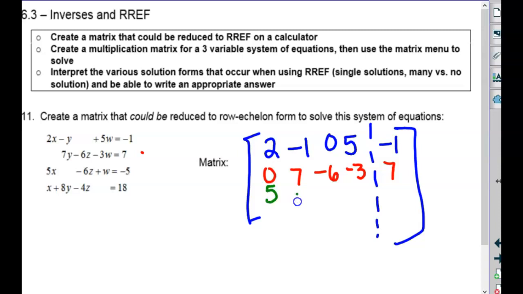5, 0, -6, and 1, and negative. Okay. And 1, 8, -4, 0, and 18. Doesn't even ask you to solve. Okay? Everybody good? Any questions? Yes, the dotted line? No, if you don't put the dotted line in, it's fine. Everybody okay?